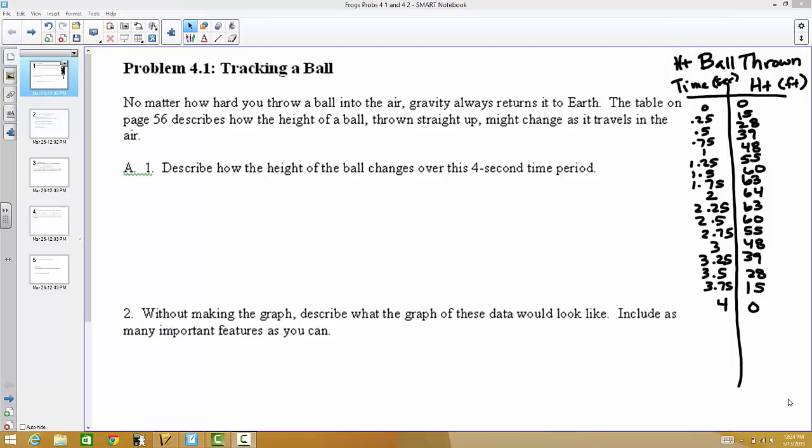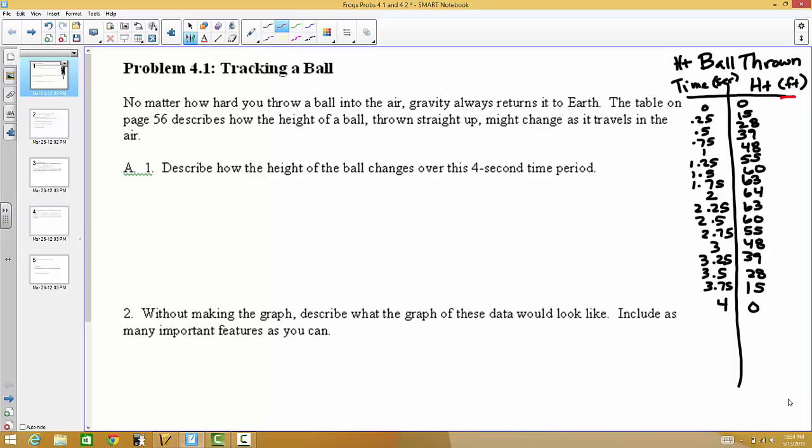All right, open your packet to problem 4.1. It says tracking a ball. And you can also follow along in your book on page 56, or I've put the table right here so that you can see. The first question says, describe how the height of the ball changes over this 4-second time period.